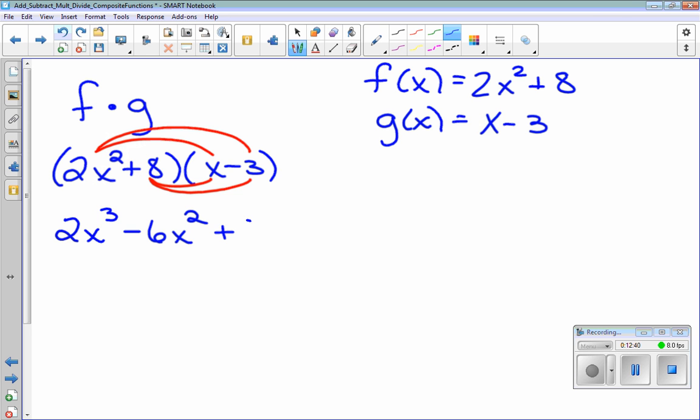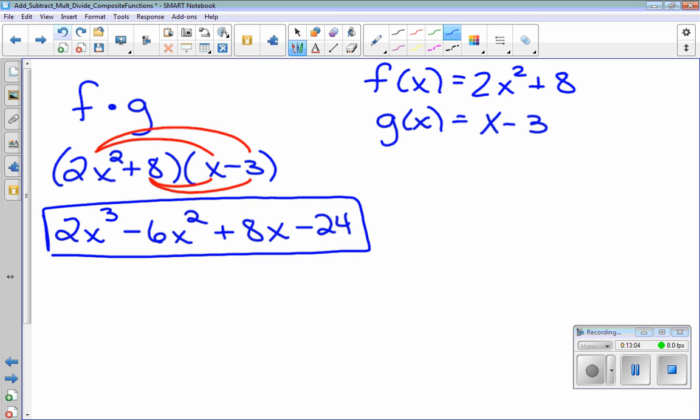8x. What is 8 times negative 3? 24. Negative 24. Good. That's what my problem is. Combining like terms. Are there any to combine? So that's my answer. I'm done. If there were things to combine, I would. But there weren't here. Okay? So I just leave it.